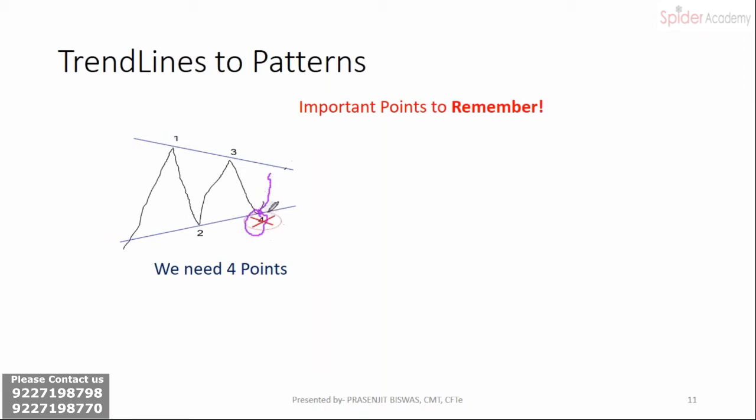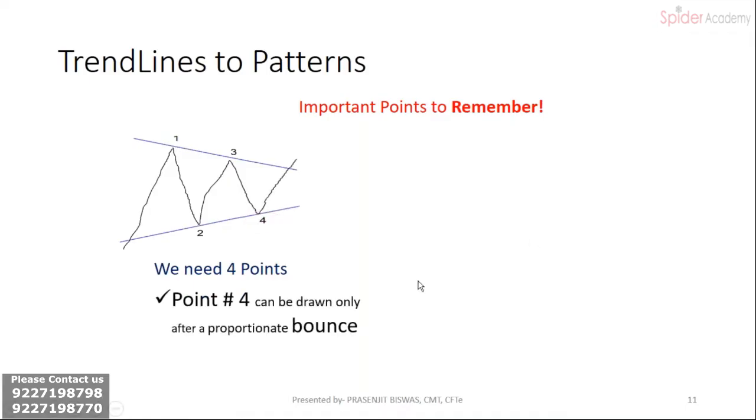You can only conclude point number 4 to be a low after a reasonable amount of bounce has come in. Before that, you cannot really draw this particular support trend line. Of course, the trend line joining 1 and 3 is correct, but at this juncture you cannot draw the support trend line in that way. So this is what I just explained. Point number 4 can only be drawn after a proportionate bounce. So this is where you can definitely conclude that yes, point number 4 has been made, a low has been made, and then of course you can draw the trend line joining 2 and 4.